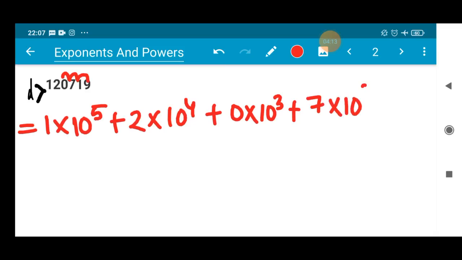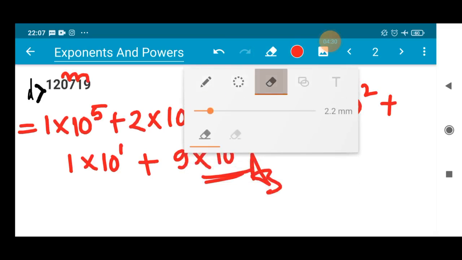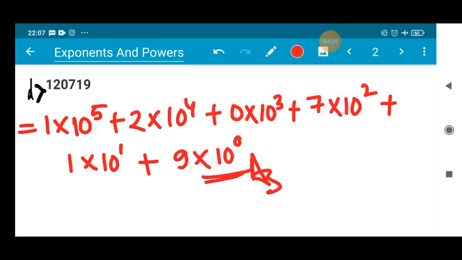7 into 10 square, because after 7 you are getting 2 digits. Then 1 into 10 to the power 1, because 1 is in tens position and 10 means 10 to the power 1. 9 into 10 to the power 0 means it is 1, so 9 ones is 9. So this is the expanded form of the given number 120719. Okay, so I hope you guys understood it. This is how we should do it.